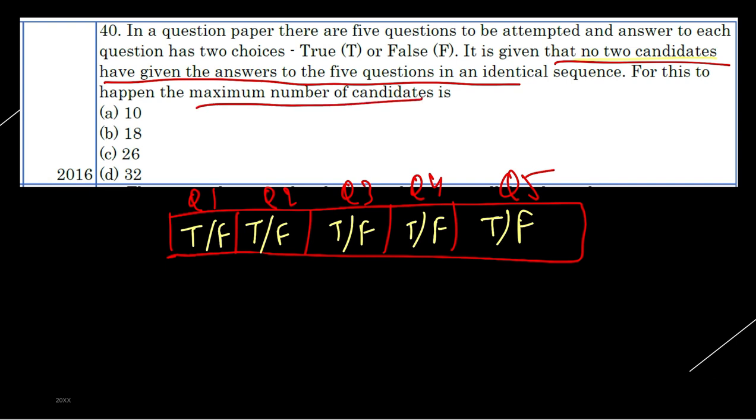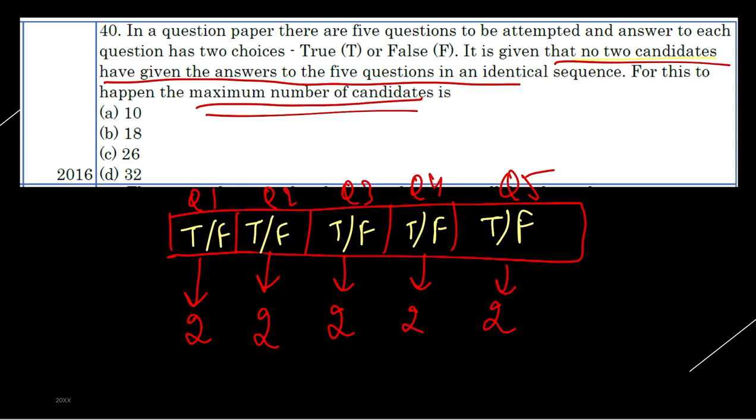What is the maximum number of candidates possible? Maximum number of candidates means how many ways of writing this answer sheet, right? So in how many ways can you answer question number one? Two. How many ways can you answer question number two? Two ways of answering this, two ways of this. Now, since all questions are independent of each other. Why? Because if person one is answering true in the first case, again he can answer true in the second case.